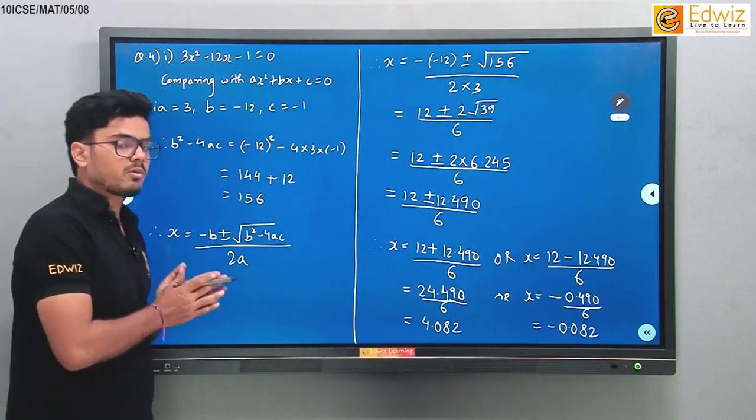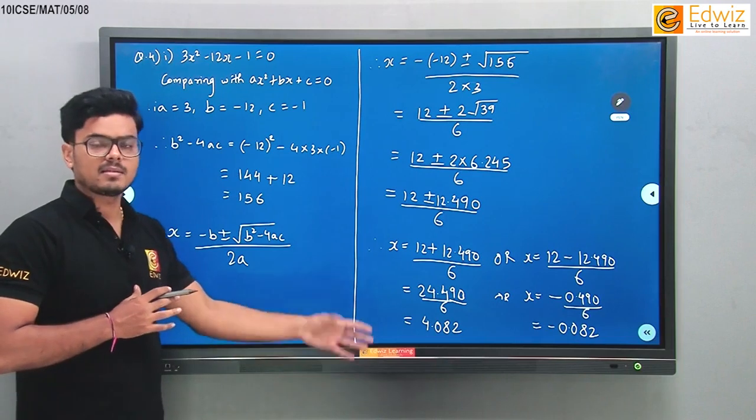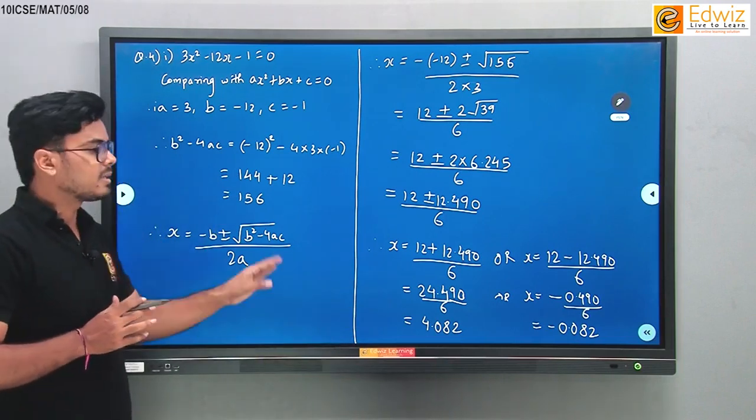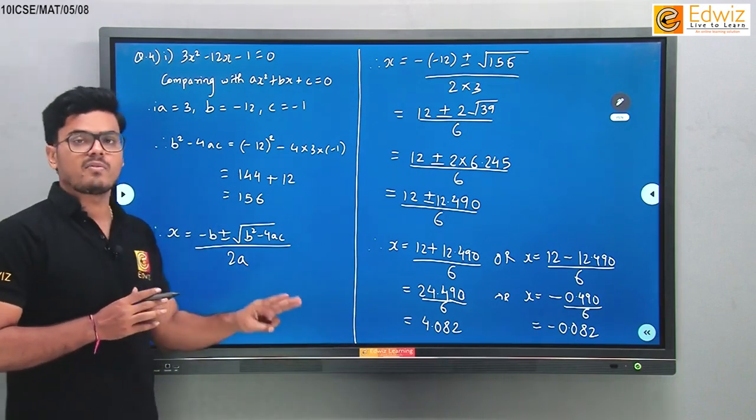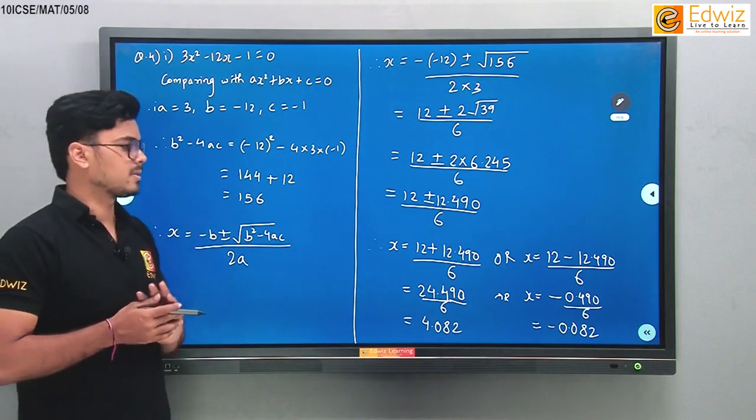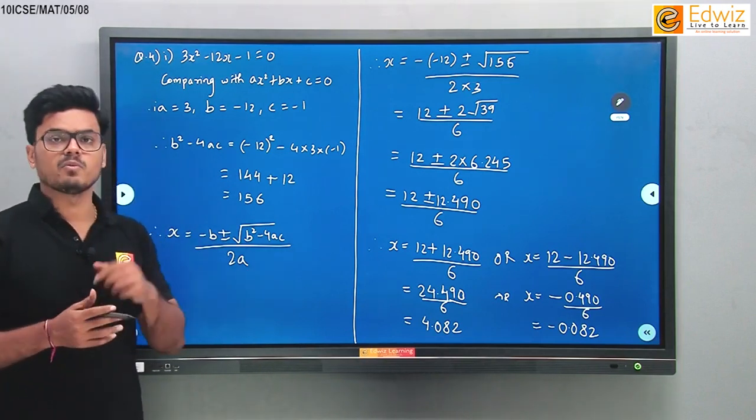So I hope you have understood the question. We have solved it in a similar manner just like the previous question. Nothing different here. Okay? But you have to find the answer correct to 3 decimal places. So please make a note of this. I'll give you 1 minute.